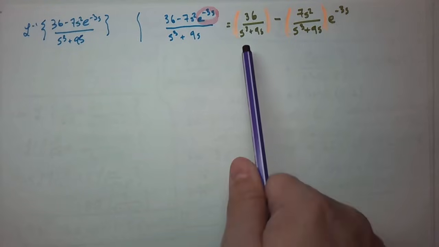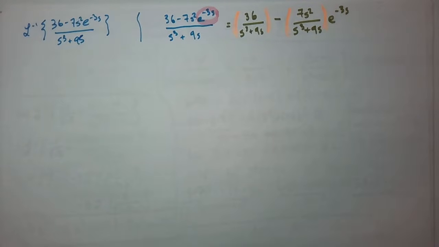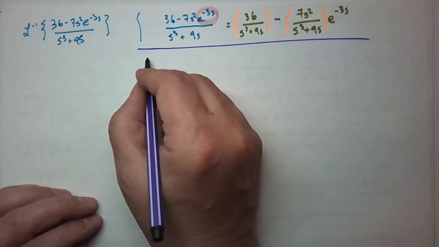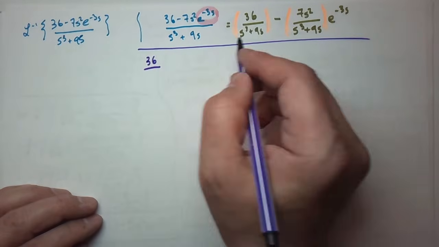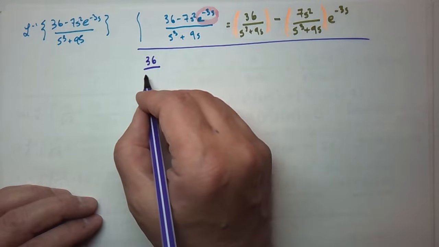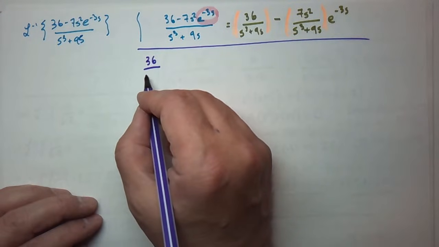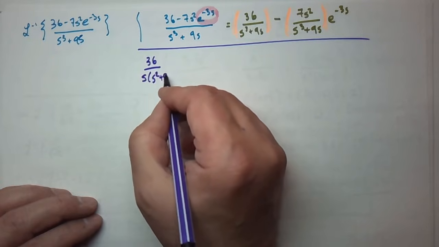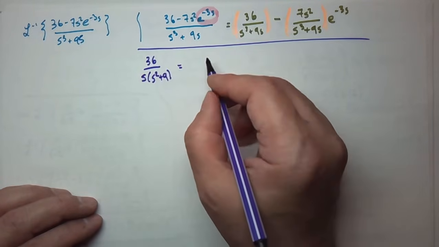The left hand: 36 over s cubed plus 9s. Okay, so first thing is, can we factor the denominator further than what it currently is? Yes. All right, so what does that give us? We get 36 over... how does that factor? S times s squared plus 9. Very good. We know our rules.